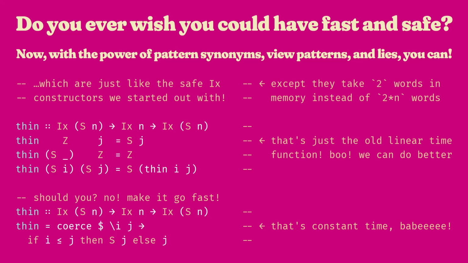Thinning is part of our standard API of working with de Bruijn indices here. So we should make it go fast. And so we just coerce the standard function for thinning that says, if the place where you want to make the new hole appear is before the number, then it needs to go up by 1. But if it's after, then it's all good. And then what we end up with is a nice constant time function that acts exactly the same way and presents as a nice safe operation.